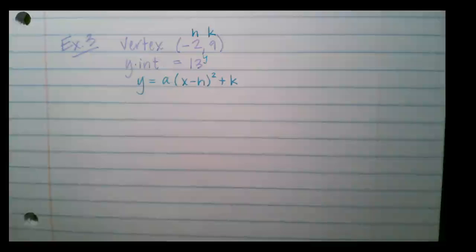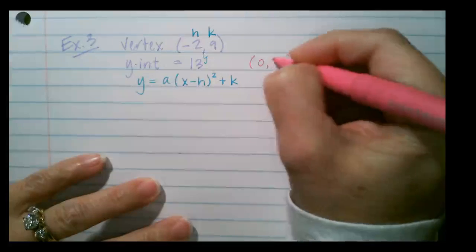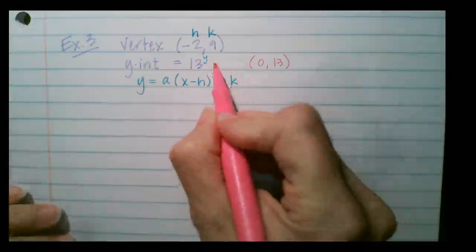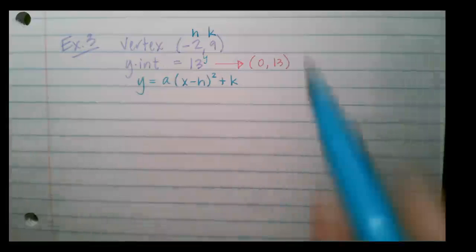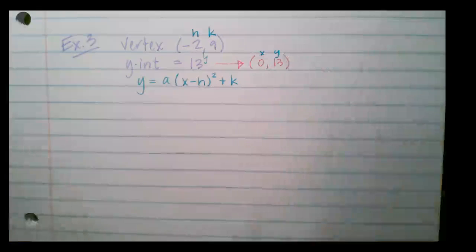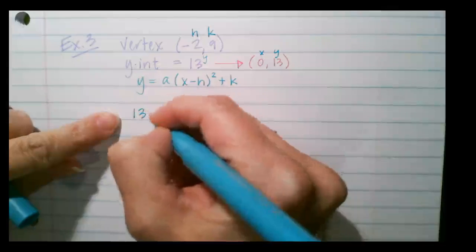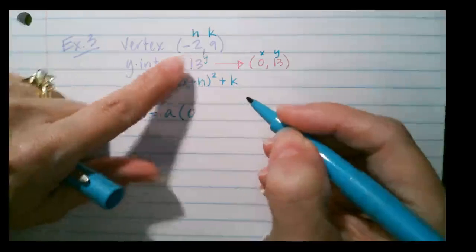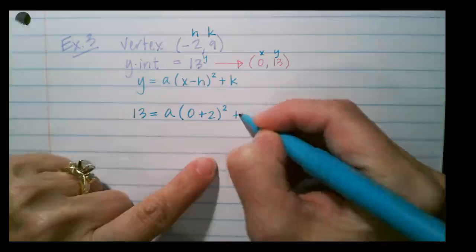So what else could I possibly know? Well, I'm going to go ahead and tell you that the y-intercept is always located where x is 0. So by saying the y-intercept is 13, I'm actually given the point 0, 13. So now I know that this is my x and that's my y. So I'm going to go ahead and fill it in. So the y is 13. I don't know what the a is. The x is 0. My vertex is at -2, and that's squared, and then plus k.